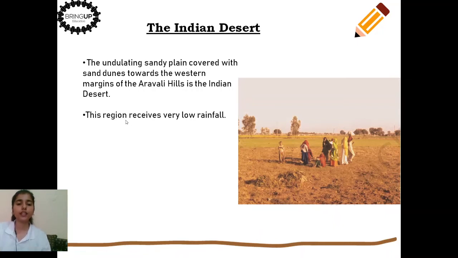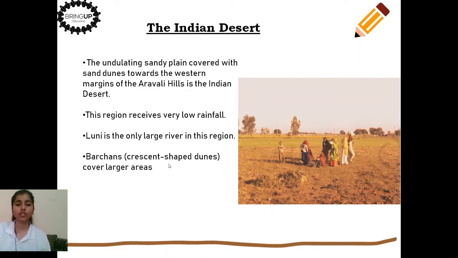This region receives very low rainfall and has very low vegetation. Luni is the only large river in this region, and barchans, or crescent-shaped dunes, cover larger areas. Dunes are mounds of sand formed by the wind, basically the sediments brought down by the winds. Therefore, these crescent-shaped dunes cover a large area of the Indian Desert. Okay, that's all for the Indian Desert.